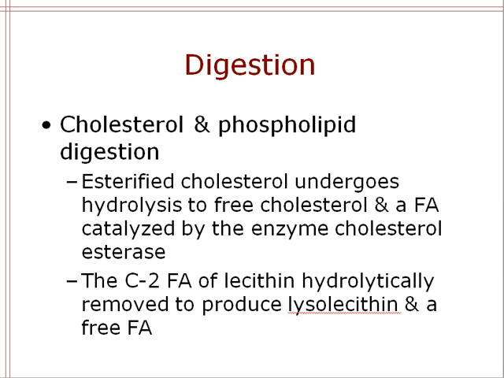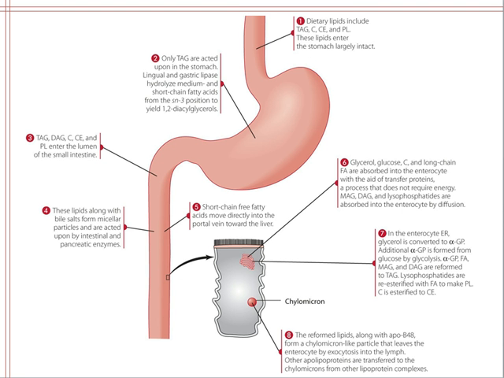In terms of phospholipids, lecithin is a common dietary phospholipid, and in that case, the C2 fatty acid of the lecithin is hydrolytically removed to produce two other compounds, one being a free fatty acid and the other lysolecithin, that then can be absorbed. So this is the basic digestion of cholesterol and phospholipids. It doesn't require a whole lot of breakdown, just a little bit.